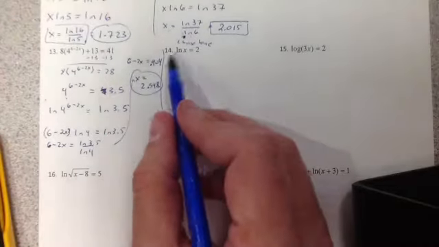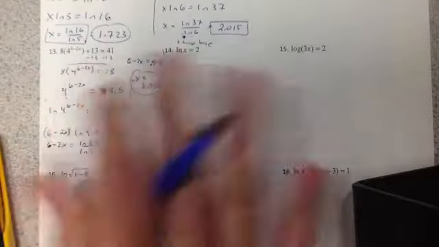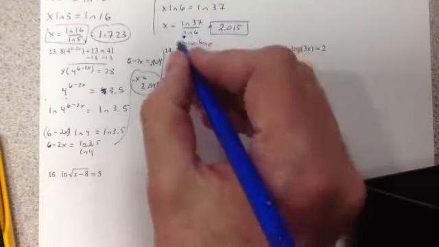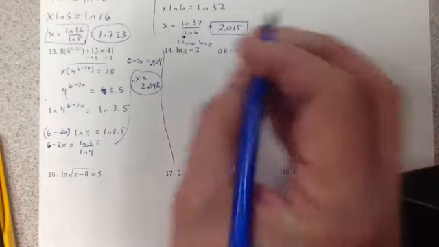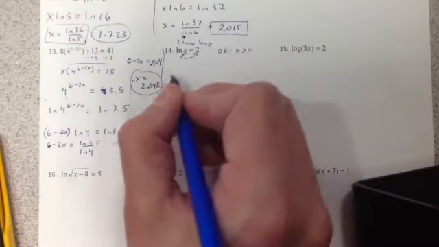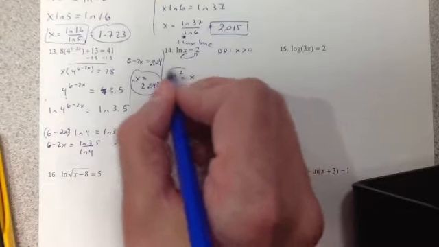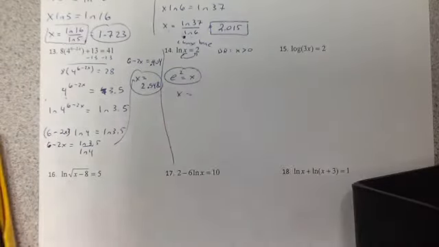All right. Now, for number 14, we've already done these on the other side, but now we're just going to go ahead and get how to get the answer with the calculator. Again, I have a domain restriction. Don't forget that. X is greater than 0. That's easy. This becomes e squared equals x. So there's my answer.